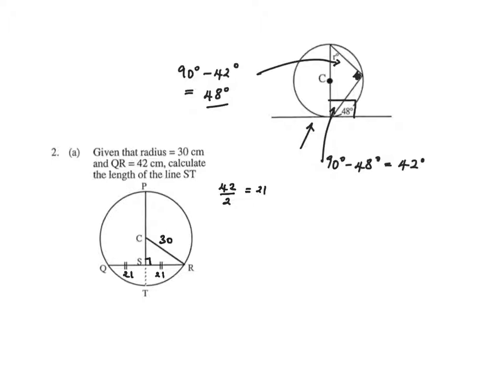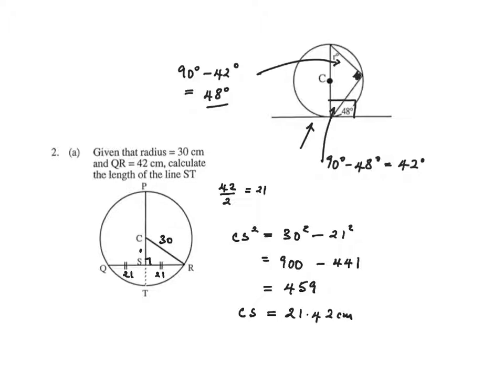If I want to work out, I'm going to work out CS, so CS squared is 30 squared take away 21 squared, 900 take away 441, and that gives us 459, and the square root of that is 21.42 centimetres.